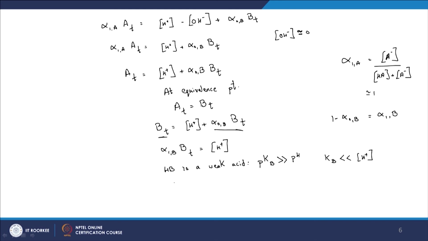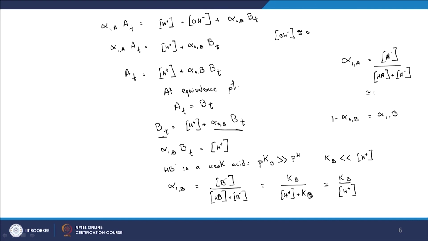So let us write this down here. We know that alpha 1 of B, what is that equal to? The deprotonated form of B, which is B minus, by the protonated form of B, which is HB, and B minus. And from our background we know that that is going to be equal to Kb by concentration of H plus plus Kb, right. So if Kb is far less than H plus, what does the denominator turn out to be? It is going to be equal to Kb by concentration of H plus, right.